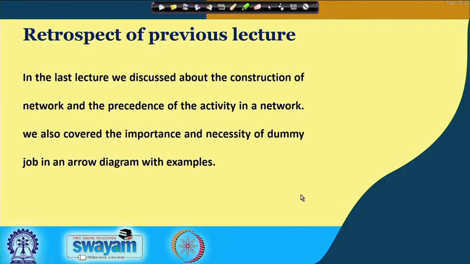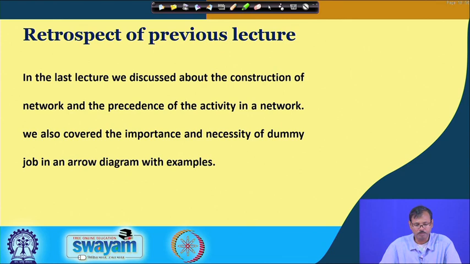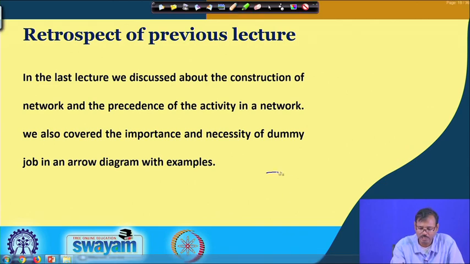In the last class we discussed how to construct a project graph using arrows. That means, how a network comprising a number of activities or jobs can be shown in the form of a network using the arrow diagram, where the jobs are denoted on the arrow by their name and duration.